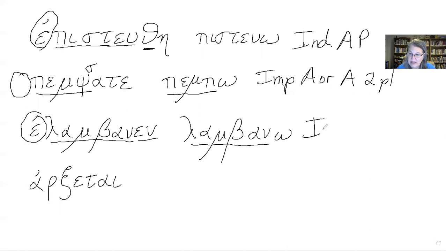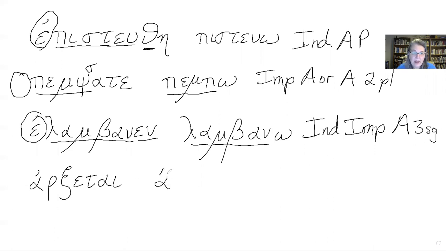And so we have the indicative. Because of the augment, we know that it must be indicative. We have imperfect, which has nothing between the stem and the ending. And then this is the active, third person singular.